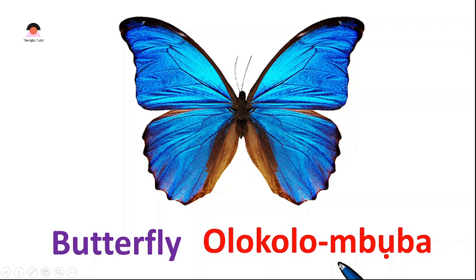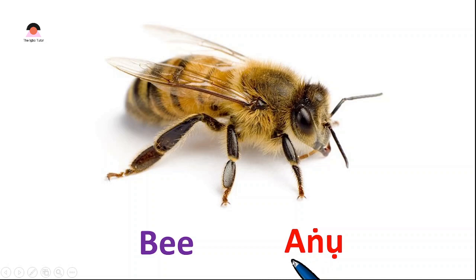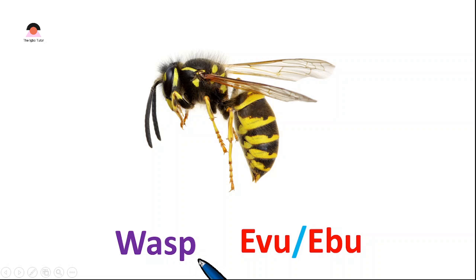Next is bee. Bee is called anwu in Igbo. Anwu, that is bee. Then we have wasp. This one too is dangerous. We call it evu or ebu, depending on where you're coming from and the background you have. Either you call it evu or ebu, or it is the same. Let's move on to the next.